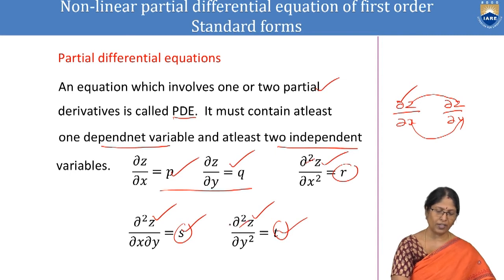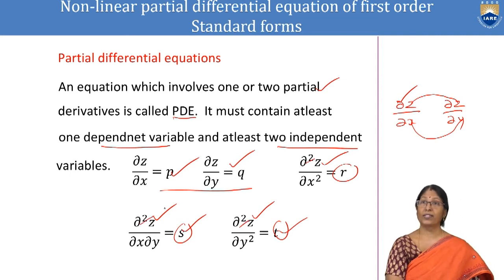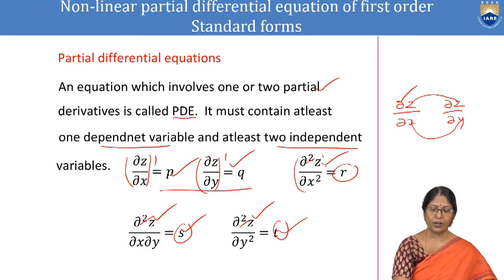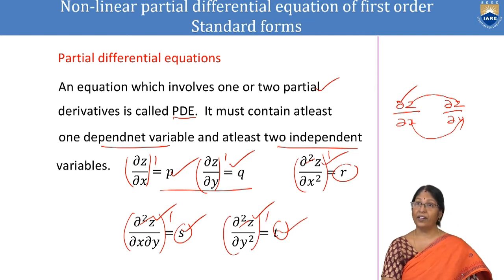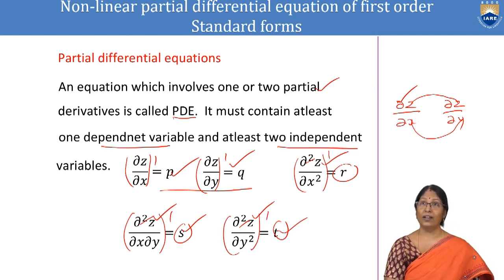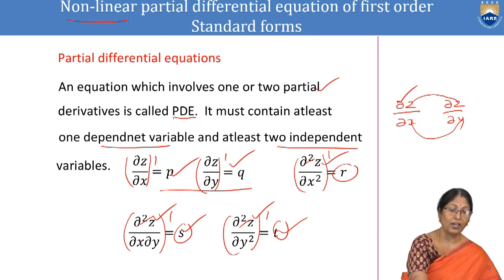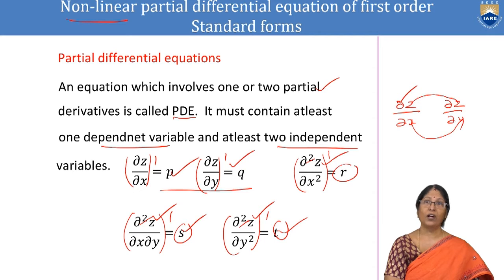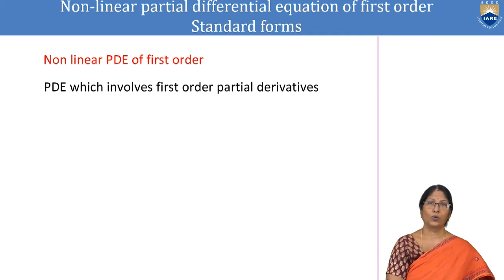Here we can see the power is 2, so it is second order, but all the degrees are 1. Here the degree is also 1, and here also the degree is 1. If the degree is 1, it is linear. But our topic is non-linear. That means if the degree is other than 1, it is called a non-linear PDE, which we are going to discuss. So, non-linear PDE of first order.